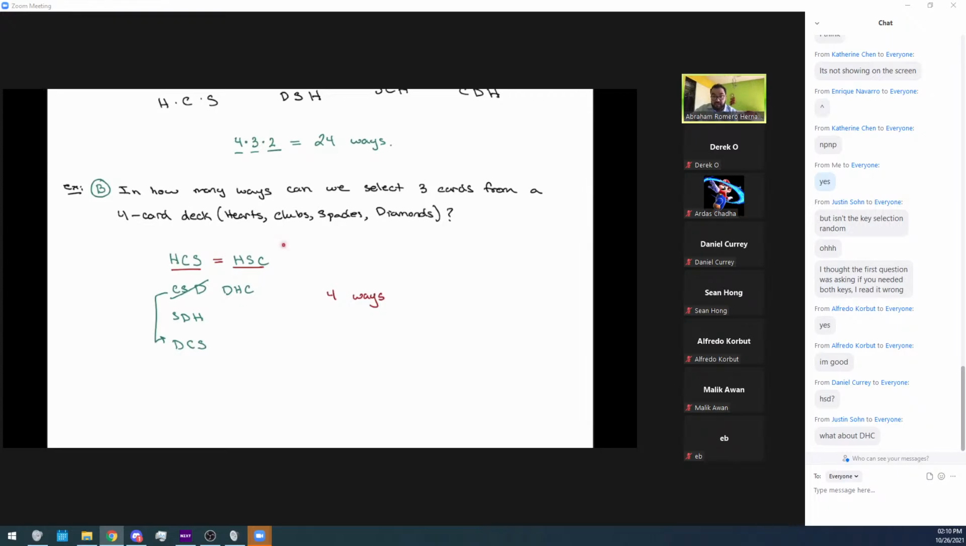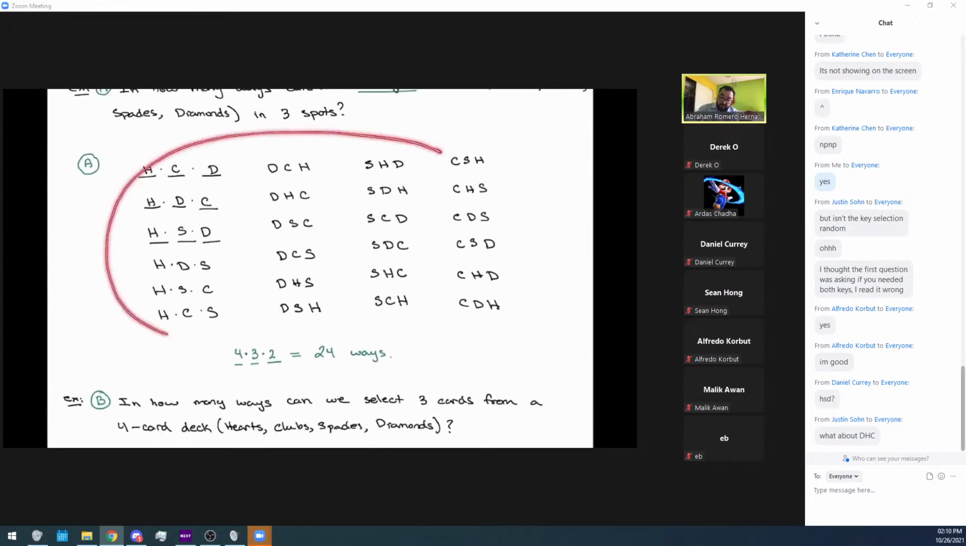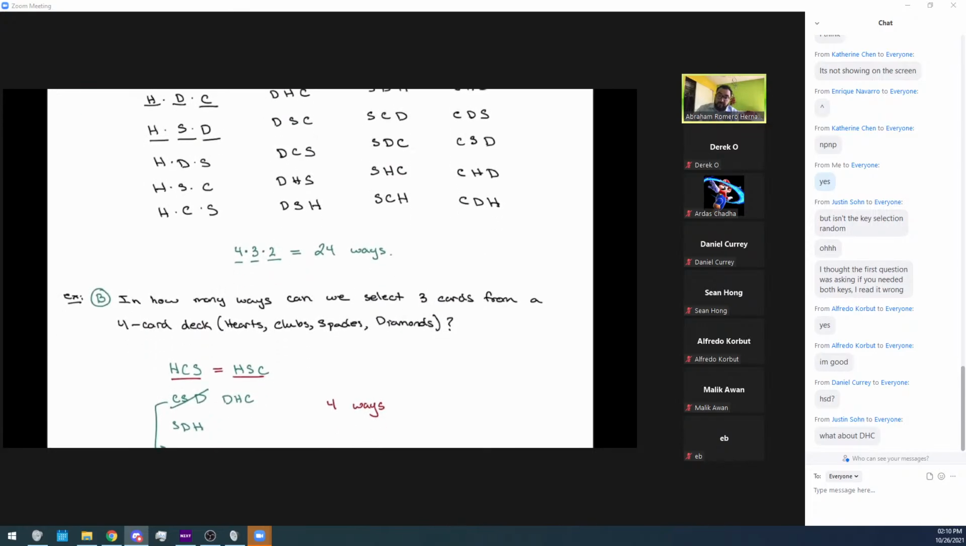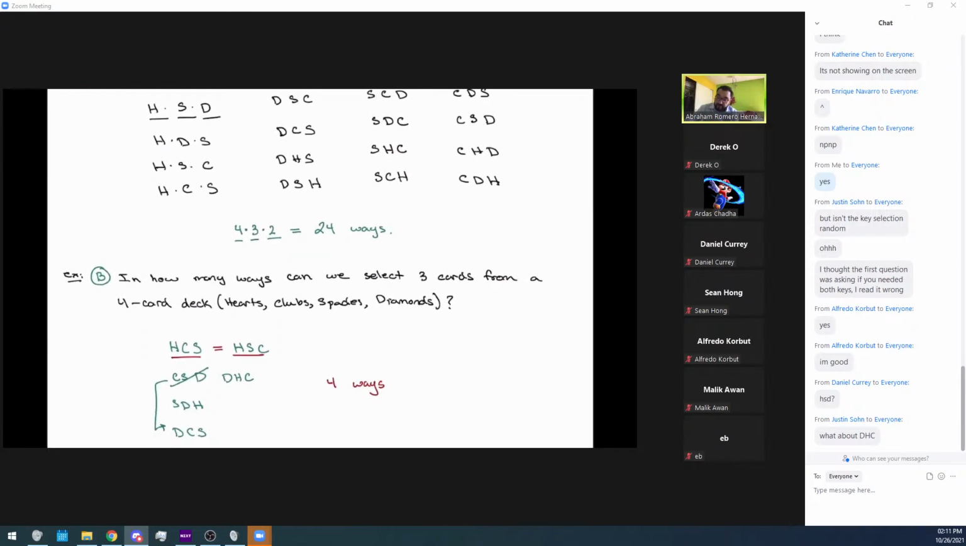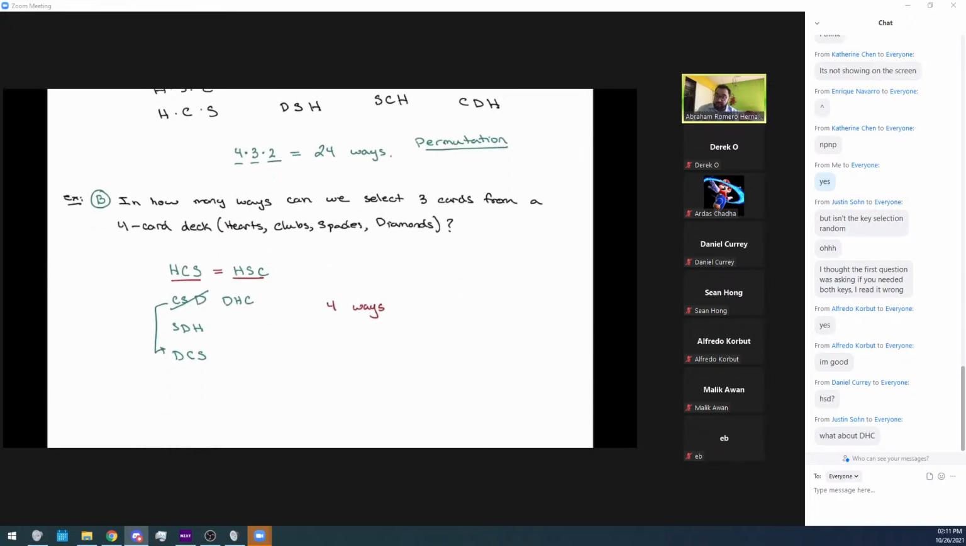So I repeat myself again. Here, order does not matter because these are exactly the same thing. However, here, order did matter because these are not considered the same. Now, when order matters, that is known as a permutation. When order doesn't matter, that's known as a combination. And that's what this section is about, permutations and combinations.